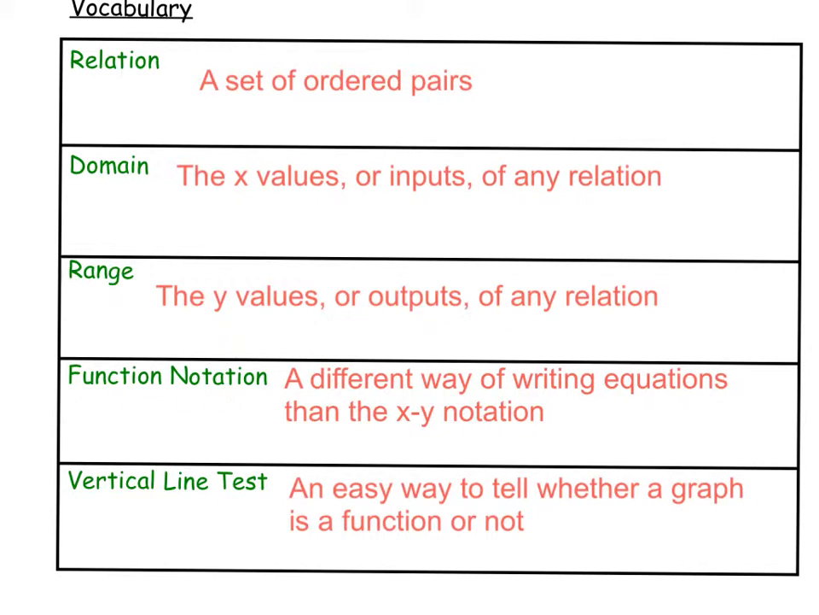Function notation. I'll be showing you this. This actually is a repeat from what we did in chapter 1. So you've already worked with function notation. It's just a different way of writing equations than the XY notation. It's where instead of writing the y, we name it by saying f of x. So we don't use the y, we use something like this, or many times you might see g of x or h of x. So we can name different functions using a different variable. The vertical line test is just an easy way to tell whether a graph is a function or not, using a vertical line. So again, I will be showing you that.